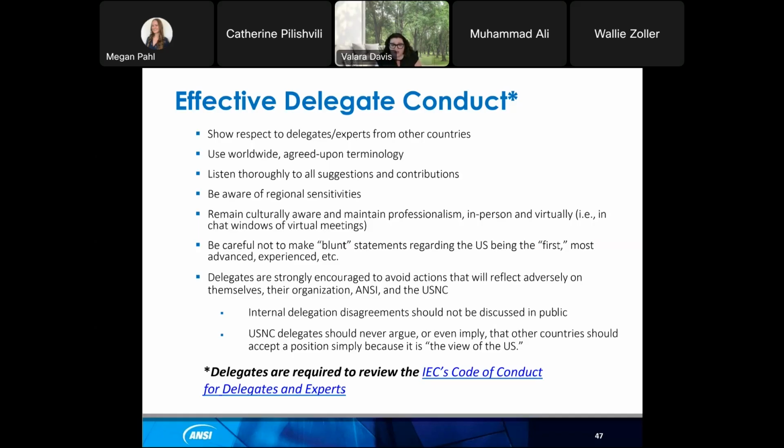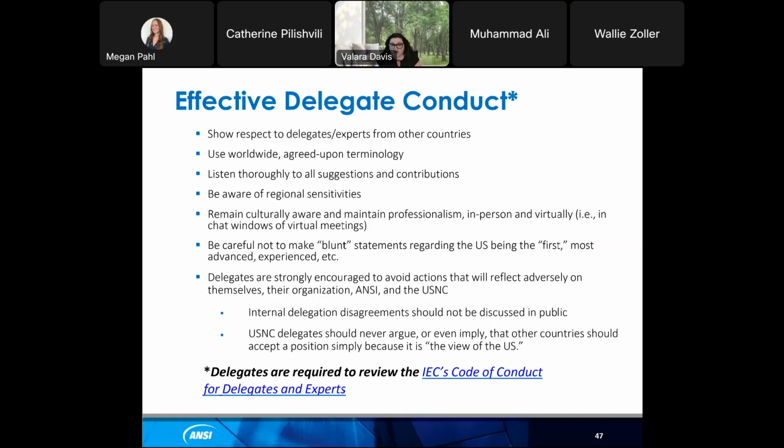Geopolitics can often take a big role within these meetings. So be aware of what's happening geopolitically, so that you can remain culturally aware and maintain professionalism, both in person and virtually. So make sure that whatever you're putting in the chat or what you're saying in the meeting is culturally sensitive. And be careful not to make blunt statements that are very nationalistic, to the US being the first or most advanced or experienced. That could offend other country participants. So we're here presenting the US position, but we also want to participate collaboratively.